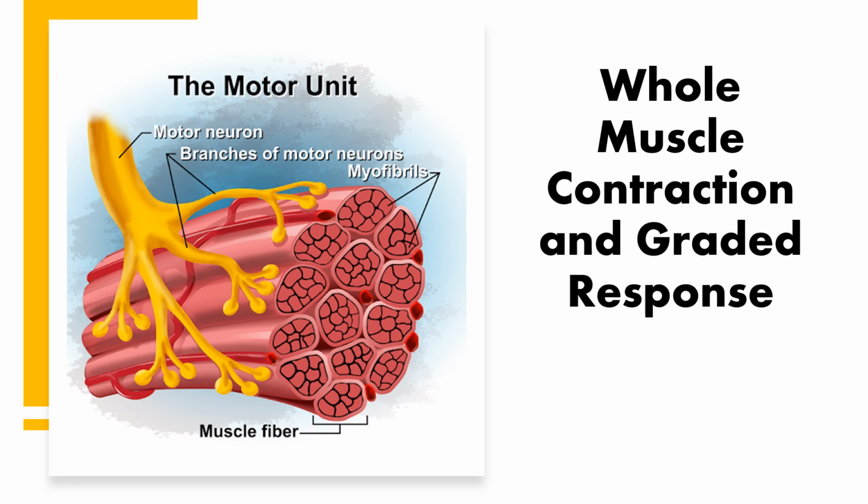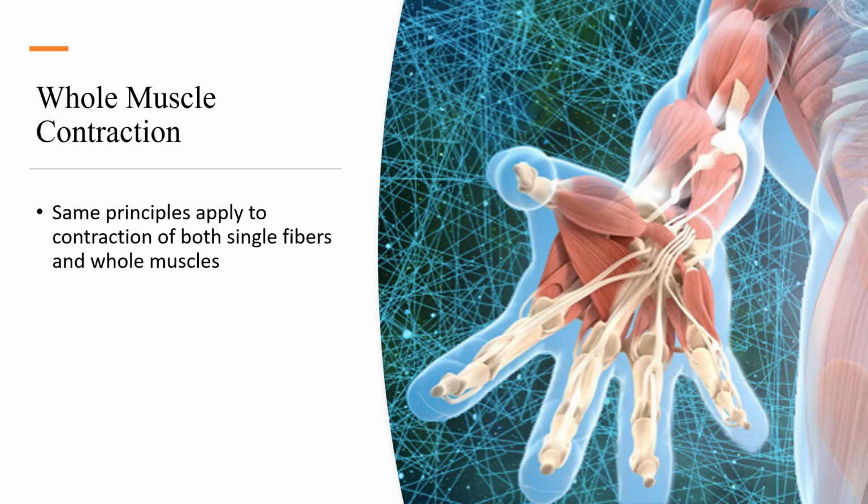We're now going to talk about how the whole muscle is going to contract. We've talked about how one muscle fiber receives a nerve impulse and starts to contract, but how does that affect an entire muscle? So we'll talk about how that happens and these graded responses, which is the recruitment and also the length of time a muscle will contract.